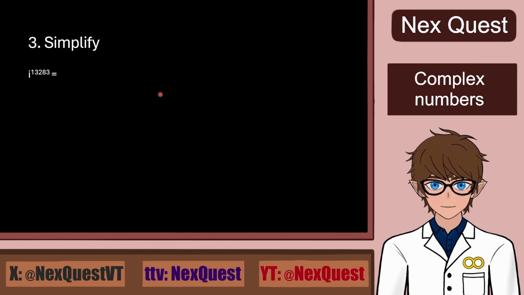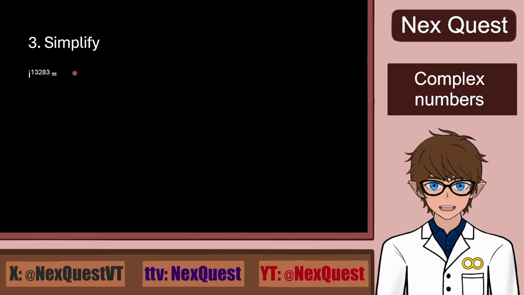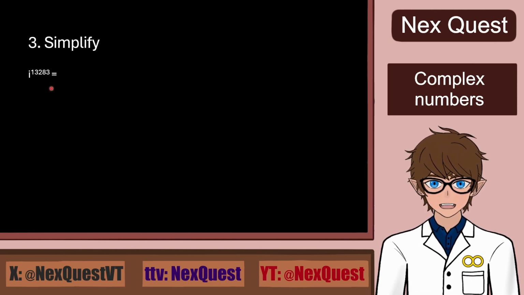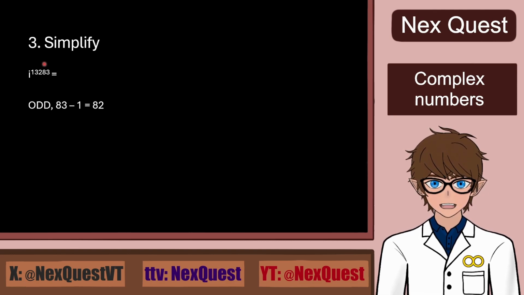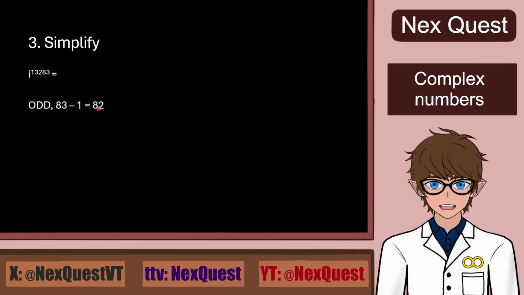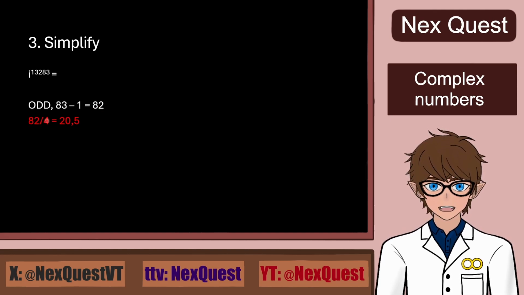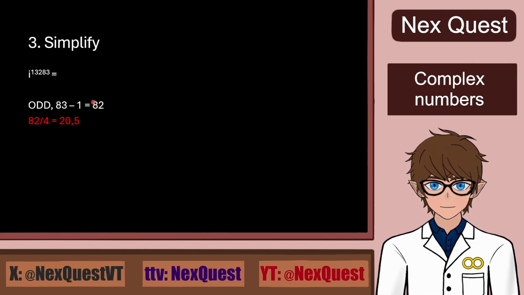And for the third one, another simple one, we're solving i raised to a completely random number. Now we could subtract multiples of 4 from the exponent, but that's boring, so let's use our decision tree. We see that the number is odd. Then we take the last 2 digits and subtract 1, and see if it's divisible by 4. Well, it does not divide, so 82 divided by 4 is 20.5.